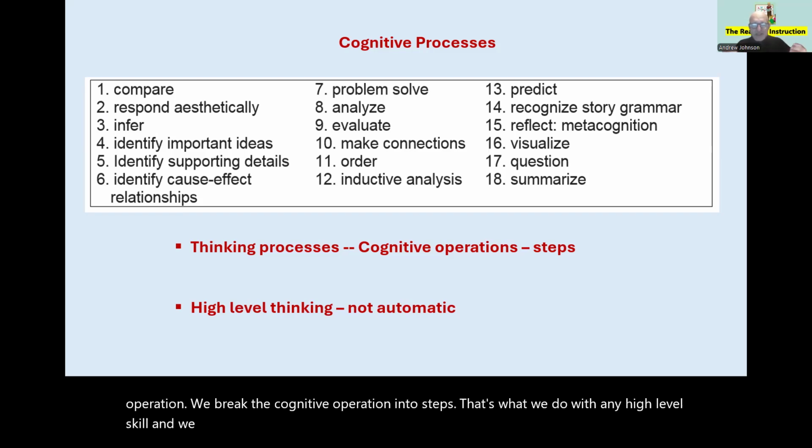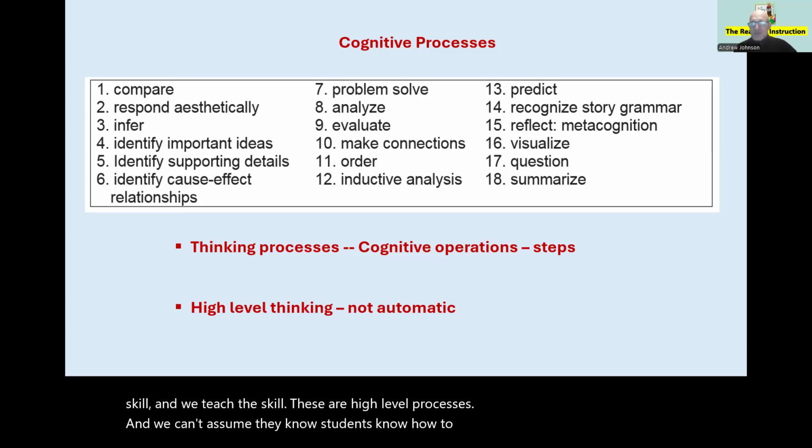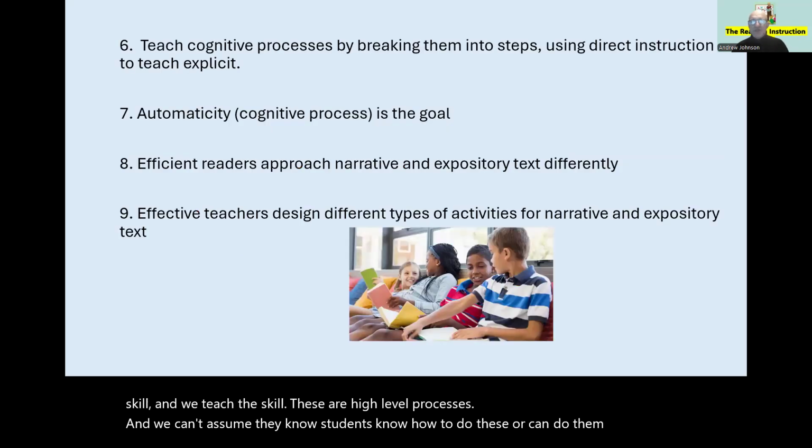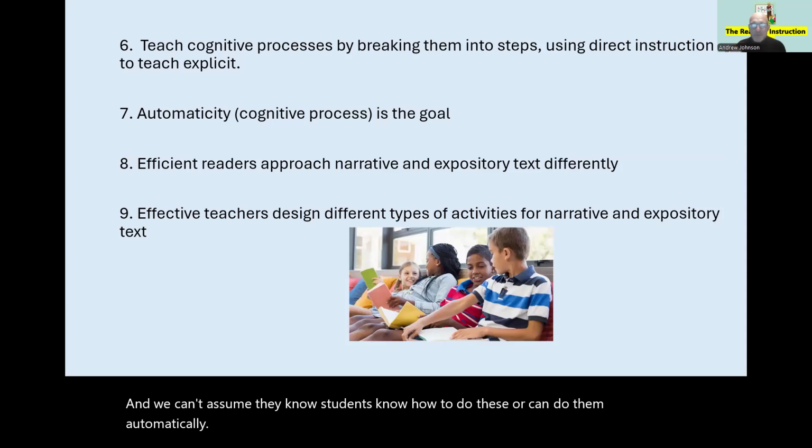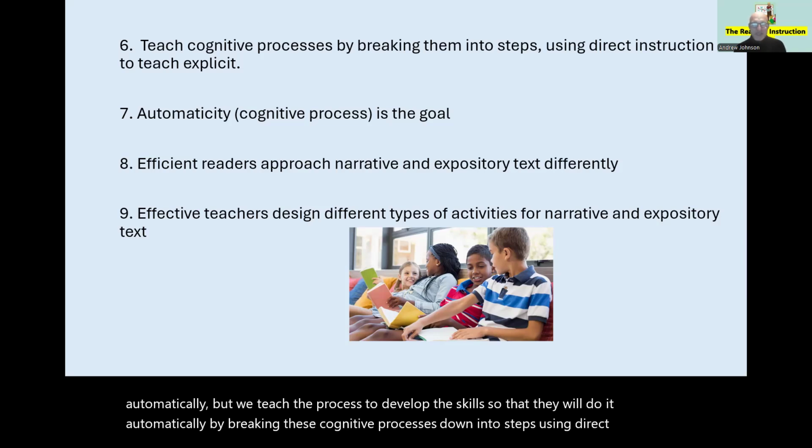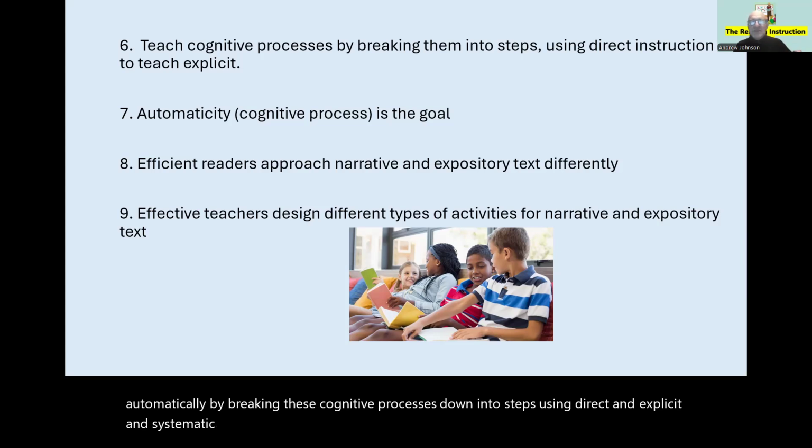These are high-level processes, and we can't assume students know how to do these or can do them automatically. But we teach the process to develop the skill so that they will do it automatically by breaking these cognitive processes down into steps using direct and explicit and systematic and cumulative instruction to teach. And again, automaticity is the goal, so you don't have to think about it.